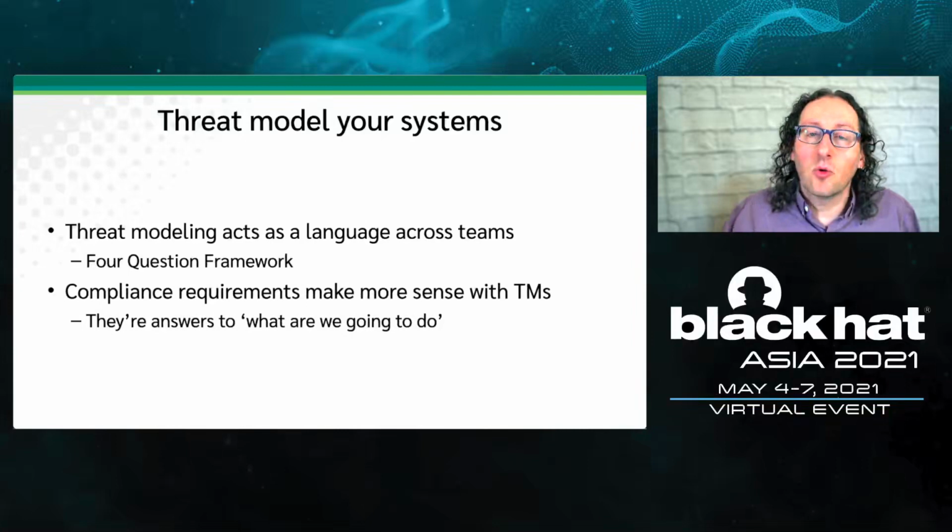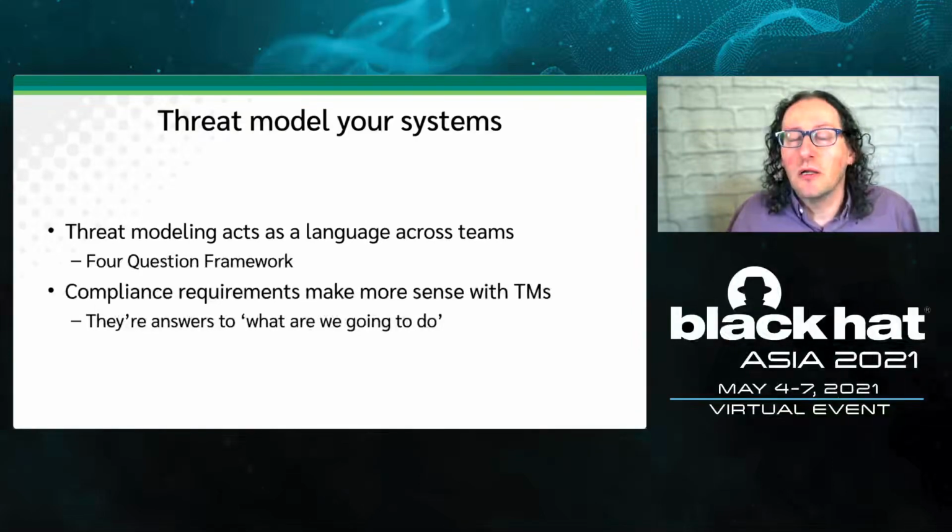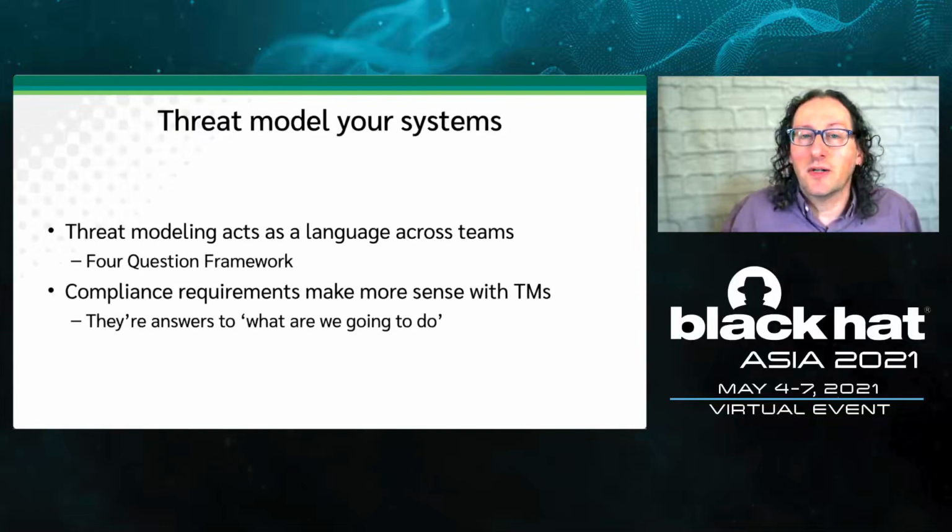And asking these 4 simple questions of what are we working on, what can go wrong, what are we going to do about it, and did we do a good job, enables non-technical folks, management, project managers, enables those less technical folks to participate in a conversation about security, and enables the business to, as it were, engage in a conversation about the business goals. And so these compliance requirements start to make more sense when they are part of a threat model. The requirement to encrypt data at rest, to not store this information. These are ways of addressing the question, what can go wrong? They're answers to the question, what are we going to do about it? And by putting them into that context, we gain a lot of power.